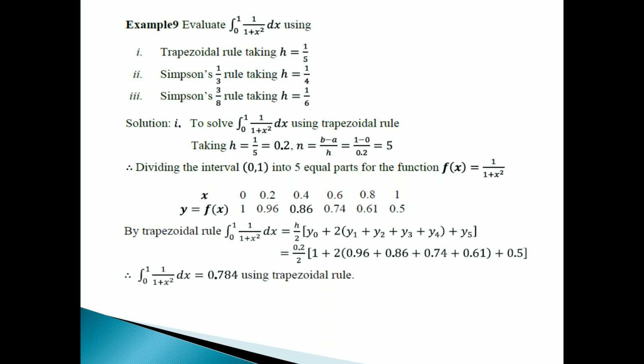When you use the trapezoidal rule, take an interval h equal to 1 upon 5 and substitute all the values of y0, y1, y2, y3, y4 and y5. Then we get the integral of 1 upon 1 plus x square dx by using the trapezoidal rule. The final answer is 0.784.